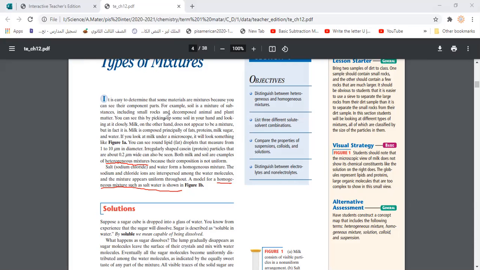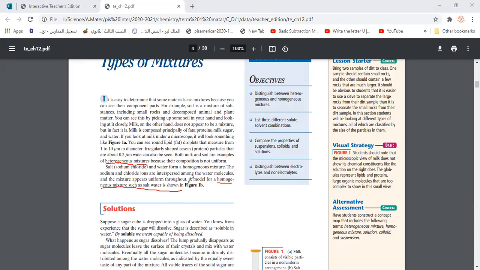Like picking up an amount of soil, that's also a heterogeneous mixture. So like this, we have two main categories of mixtures, which are homogeneous mixture and heterogeneous mixture. A heterogeneous mixture is a mixture in which you can distinguish its components, while a homogeneous mixture is one in which you can't. Okay, so that's good here.